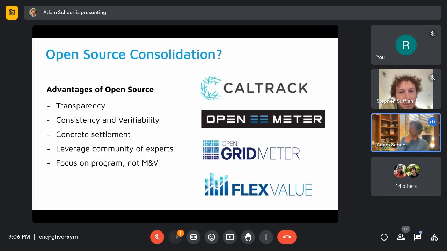I'll stop there. We just wanted to plant some seeds around this to see if people were interested or would see this as valuable, or if people had concerns about this. Are there concerns about bringing in GridMeter code, for example, into this conversation and into the LFE?